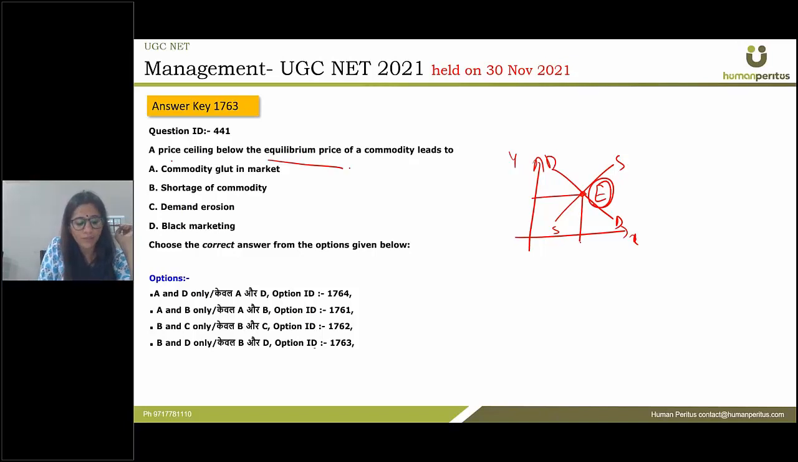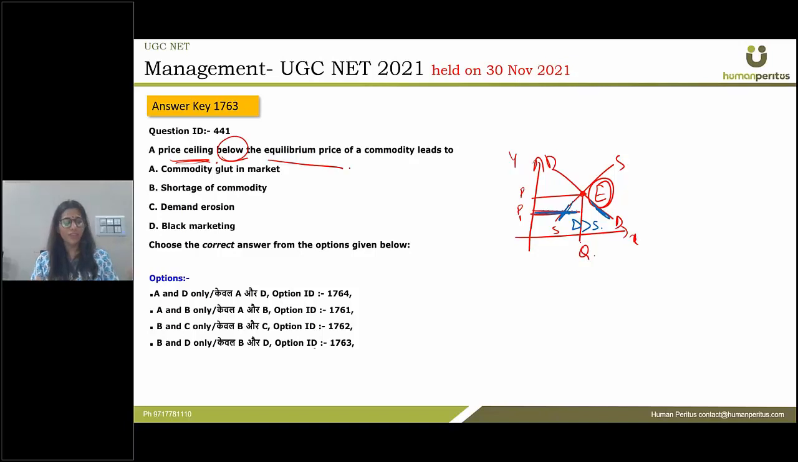All right, when the price ceiling is set below the equilibrium price, which is maybe somewhere here, this is P, this is level P1, and this is the quantity. Now, see, in this situation, when the price is set at this level, what is seen is that the demand curve is higher than the supply curve, which means demand is greater than supply.